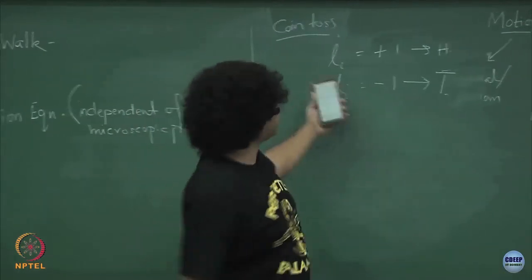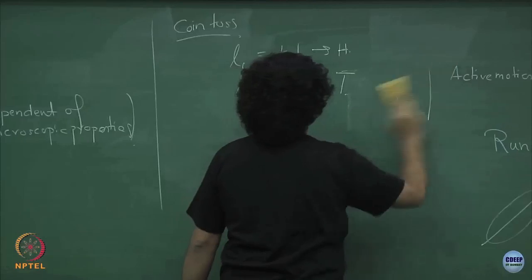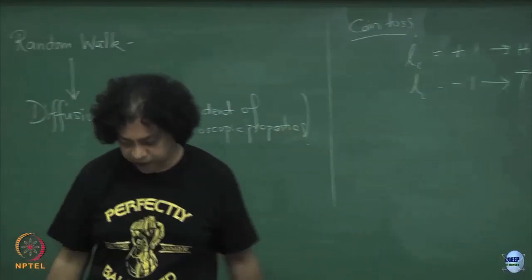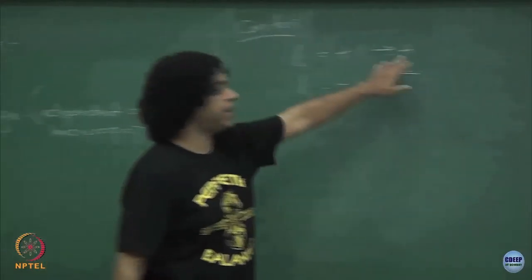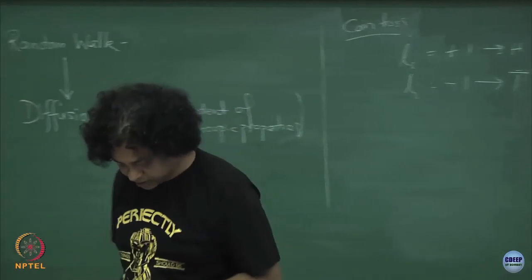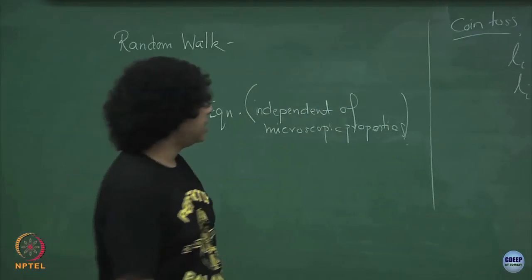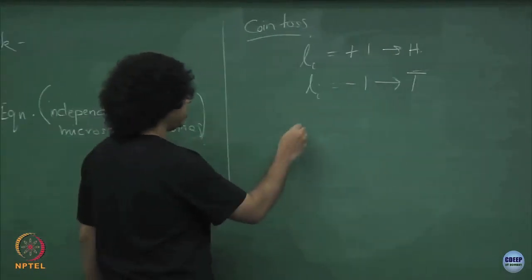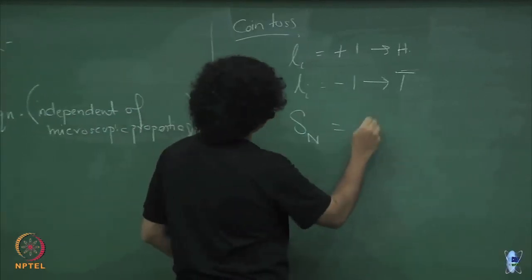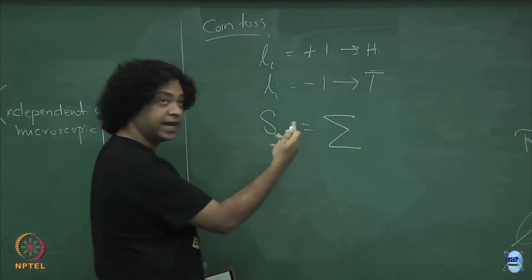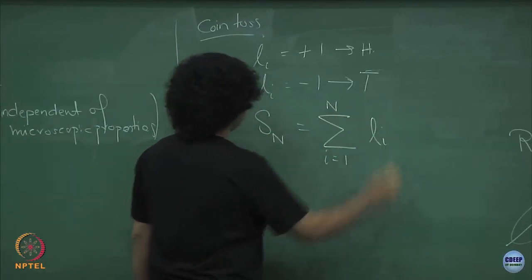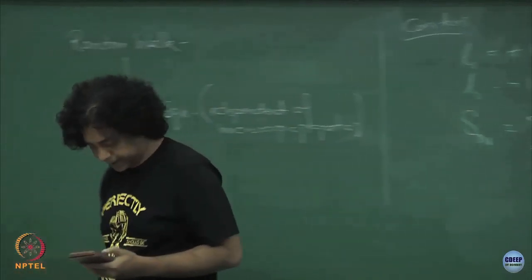I is the ith coin toss. So this is the outcome of the ith coin toss. This variable l_i measures the outcome of the ith coin toss, which can be either a head or a tail. And I represent a head by plus one, and I represent the tail by minus one. Let me construct the sum of all of these random variables. If I do capital N number of coin tosses, then S_N equals the sum over i from 1 to N of l_i.